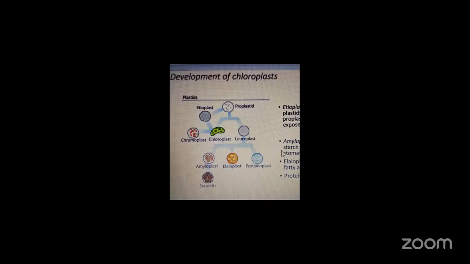Amyloplast converts glucose into starch and stores starch grains in the stroma. Another one is the elaioplast, for synthesis and storage of fatty acids, terpenes and other lipids.